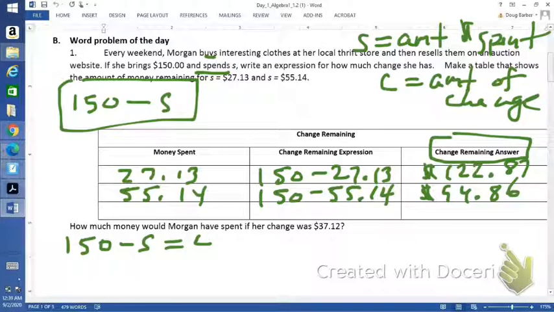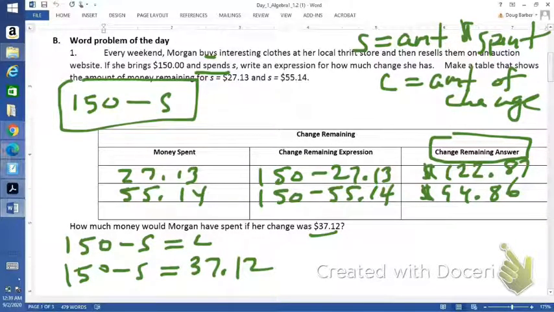I don't know what S is. That's what we're trying to find. But I do know that the change was $37.12. So I'm going to plug in 37.12 for C. And now I'm going to solve for S. This becomes an equation. This will be a two-step. I want to get S by itself. I want it to be positive. Alright, so you kind of see here that S is negative there. I want it to be positive, so I'm going to add S to both sides.